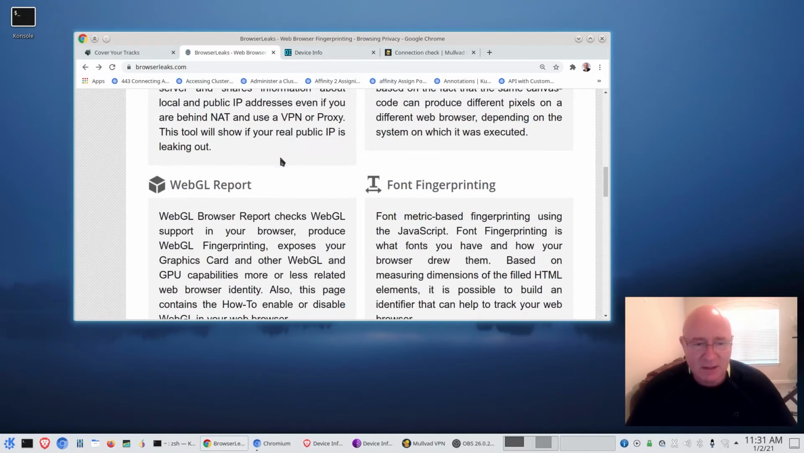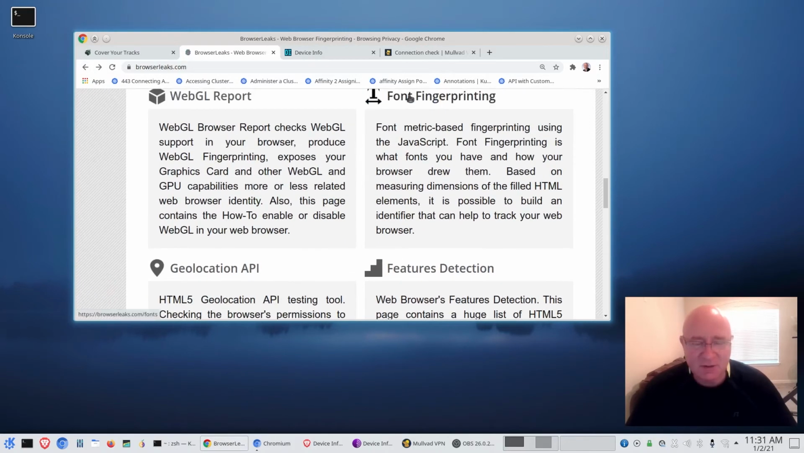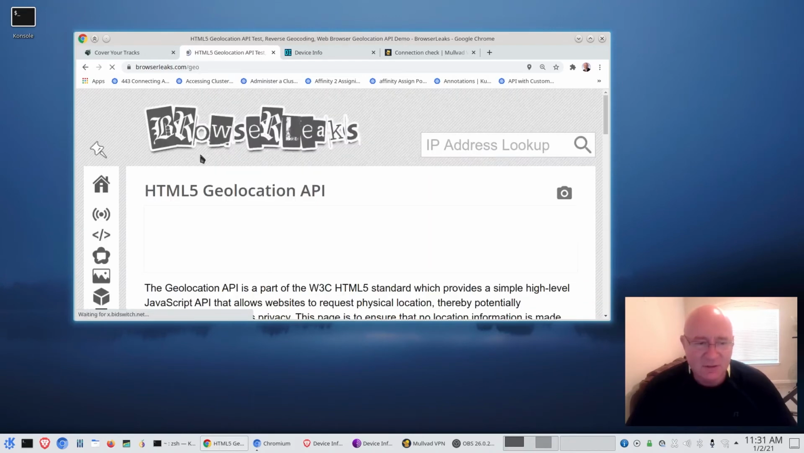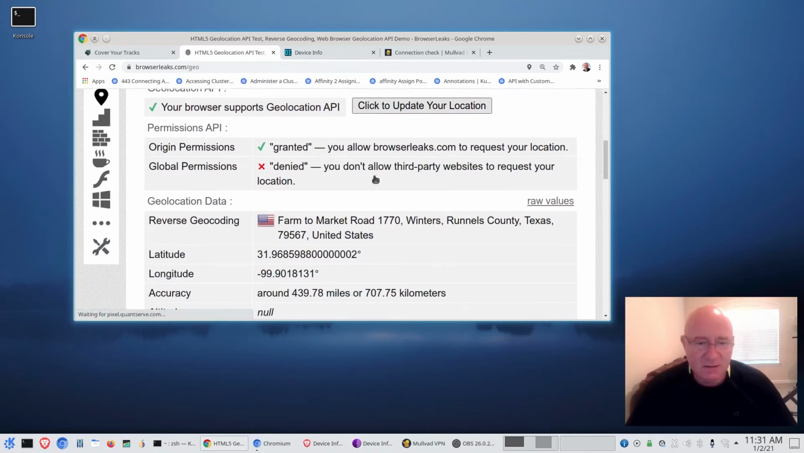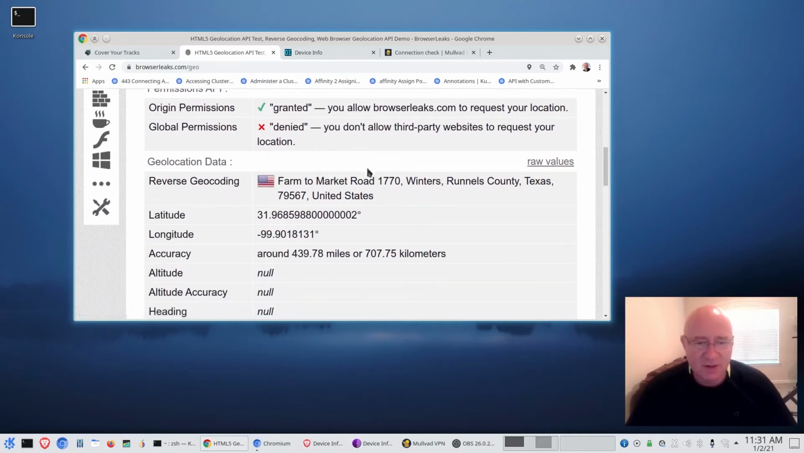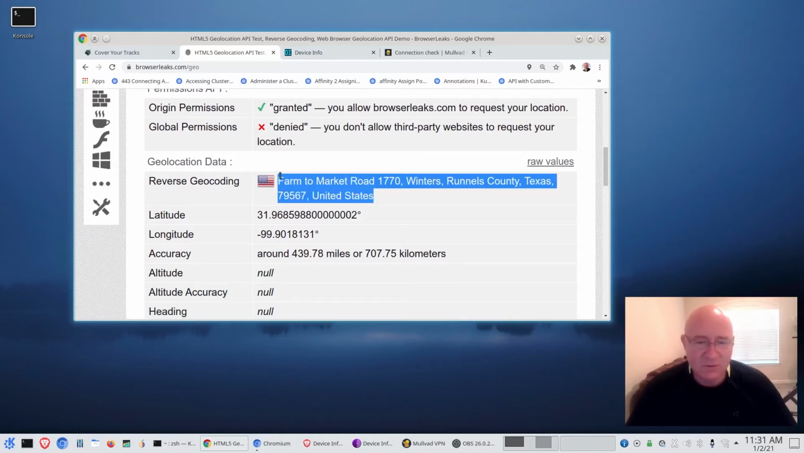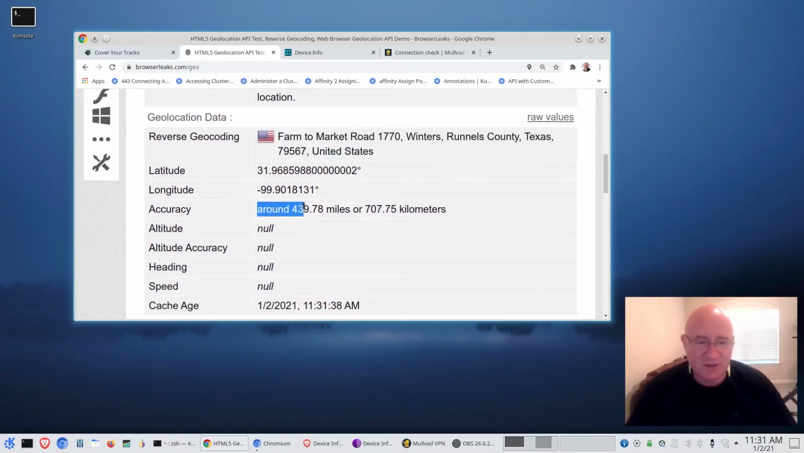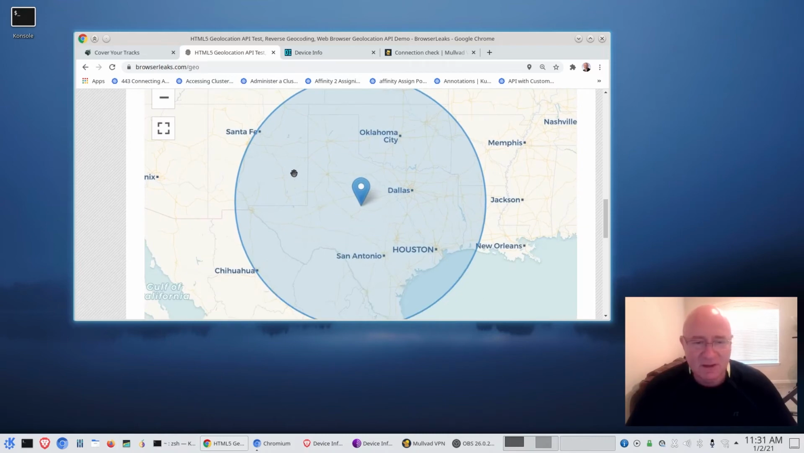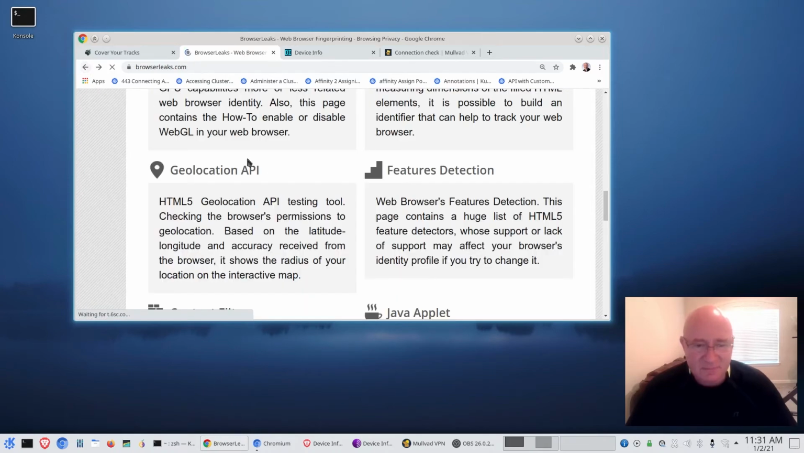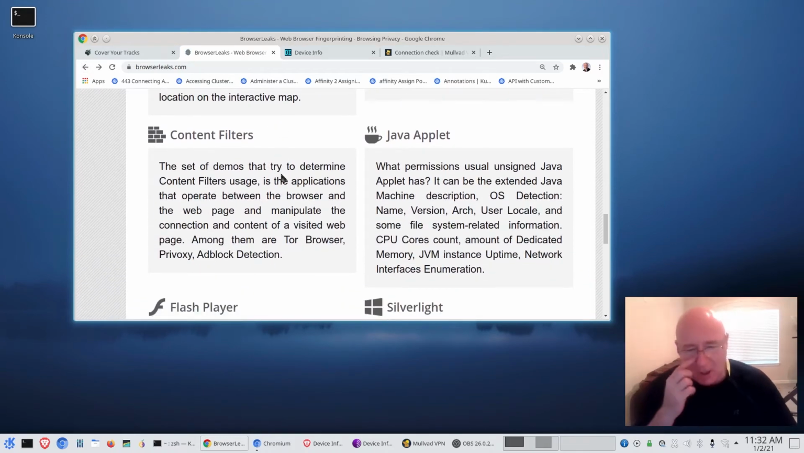We bump back a bit here if there's anything else. Font, right? We talked about fonts, right? And geolocation, this one here, it actually gives an address, Farm to Market Road, 1770. And again, who knows really where this is, because this particular one says accuracy of 440 miles. So that's really not as, yeah, wow. I didn't know Santa Fe was 444 miles from here. Okay.